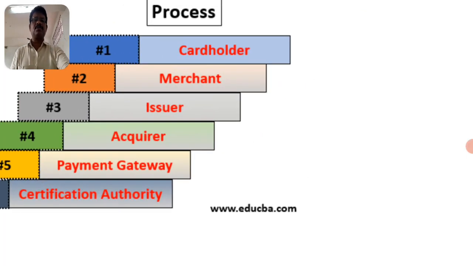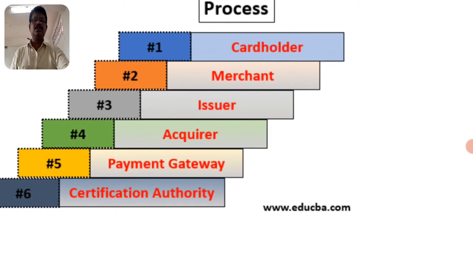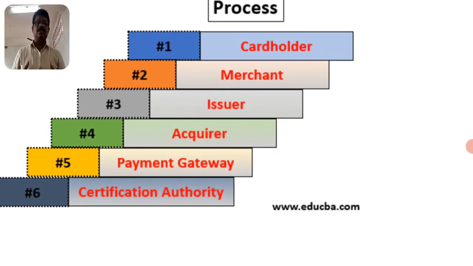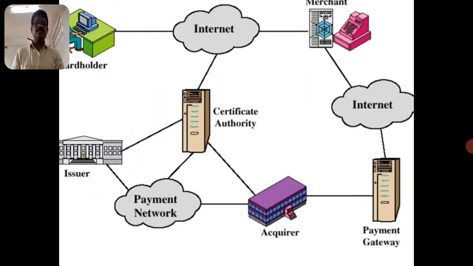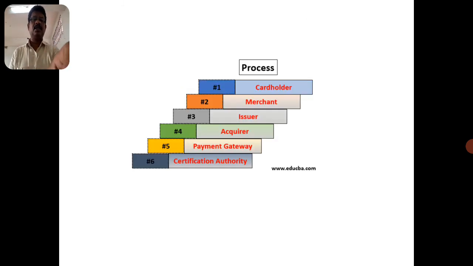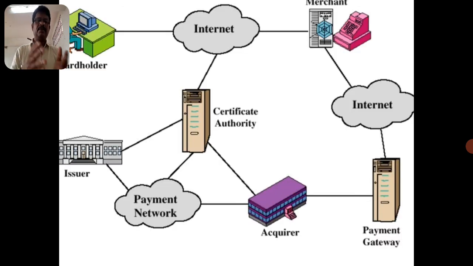Now how can it be processed? Now here you can verify who is the top one and who is the priority to get the final one. So the first one is the cardholder and the merchant, and third party is the issuer here. Fourth one is the acquirer and payment gateway, and last one is the certificate authority. Now you can observe all these are included in the priority. The first one is the cardholder, second one is the merchant, third one is the issuer, fourth one is the acquirer, fifth one is the payment gateway, and the last one is the certificate authority.